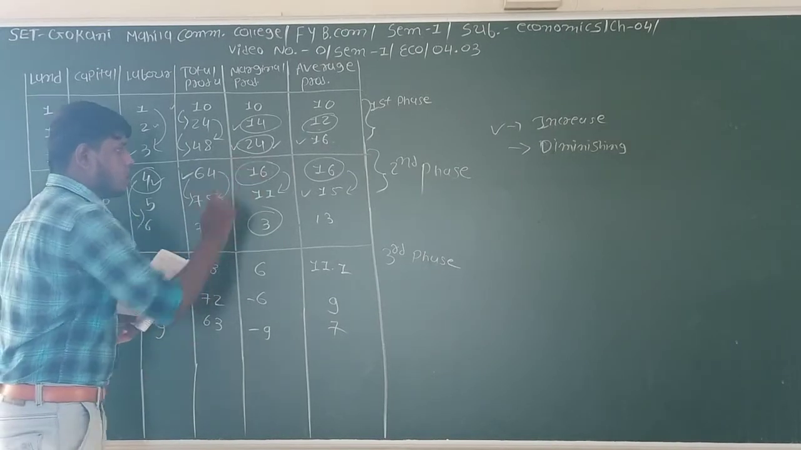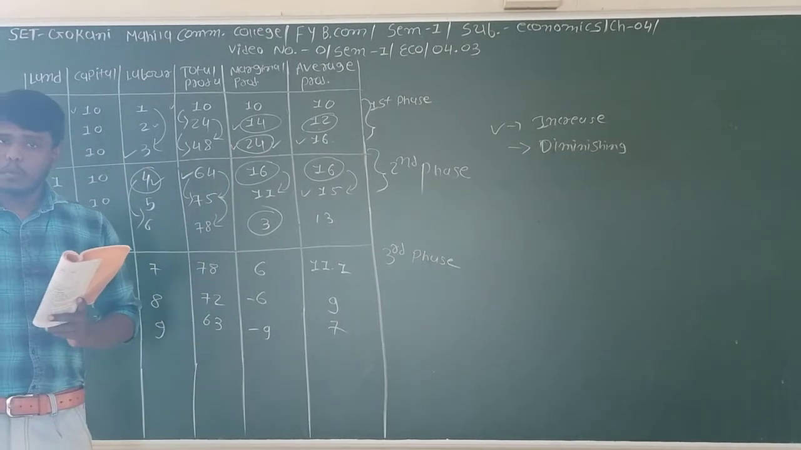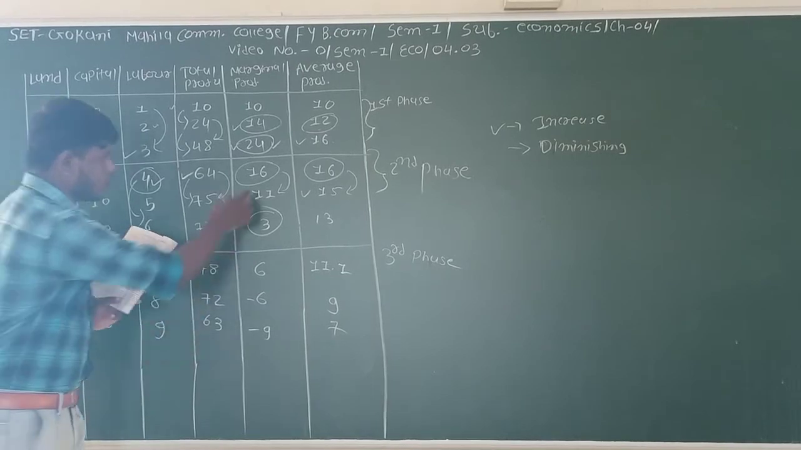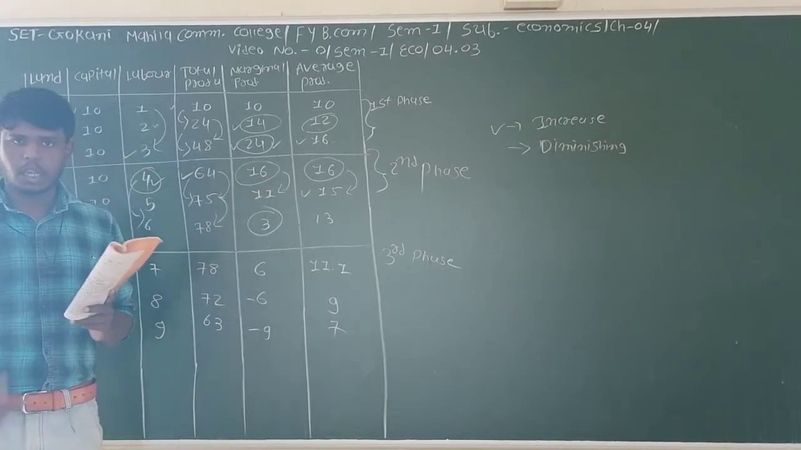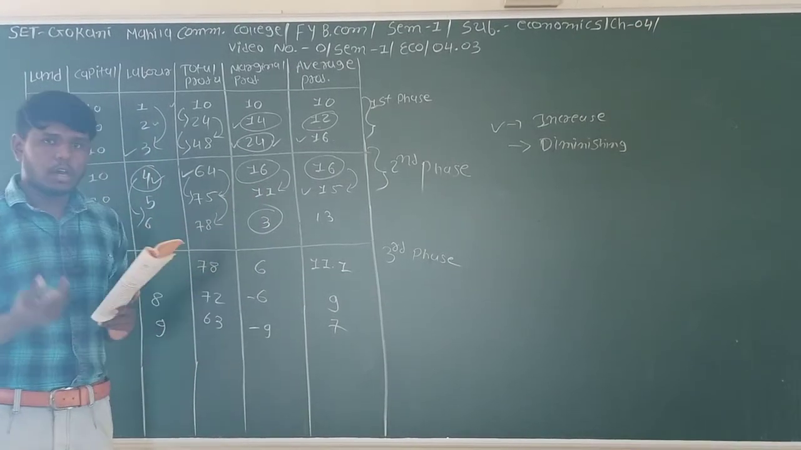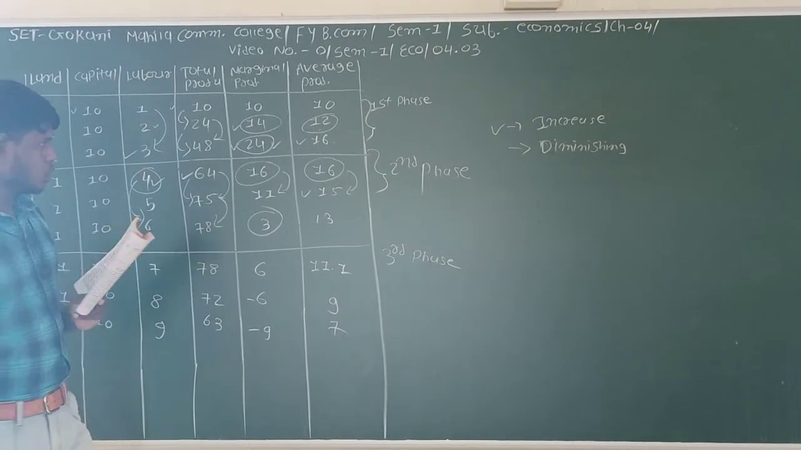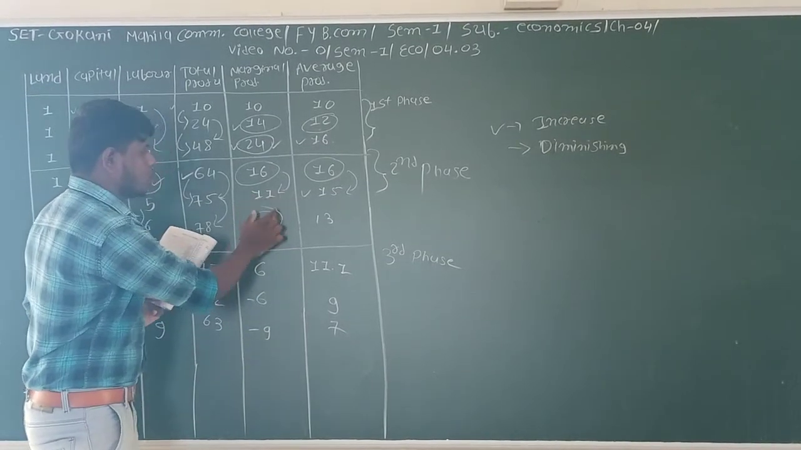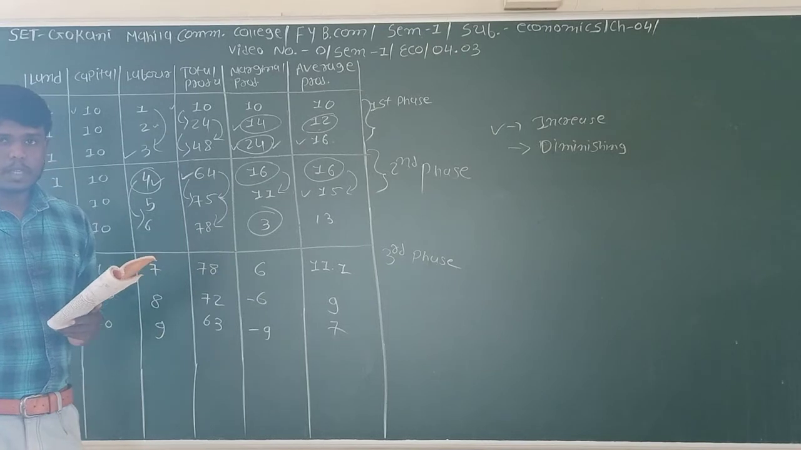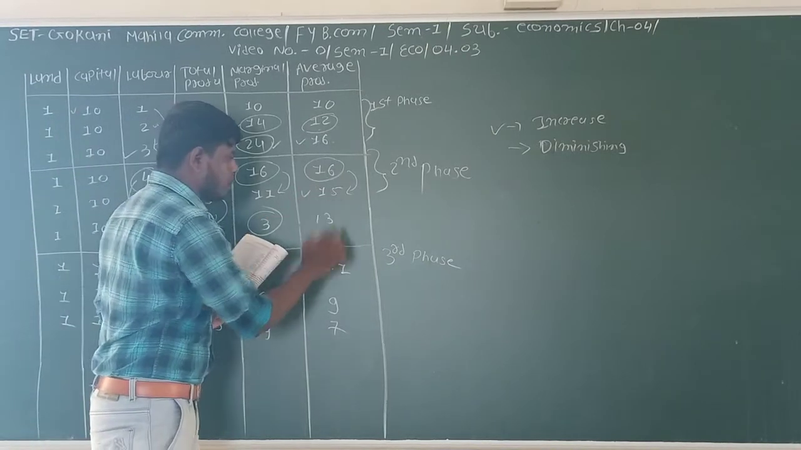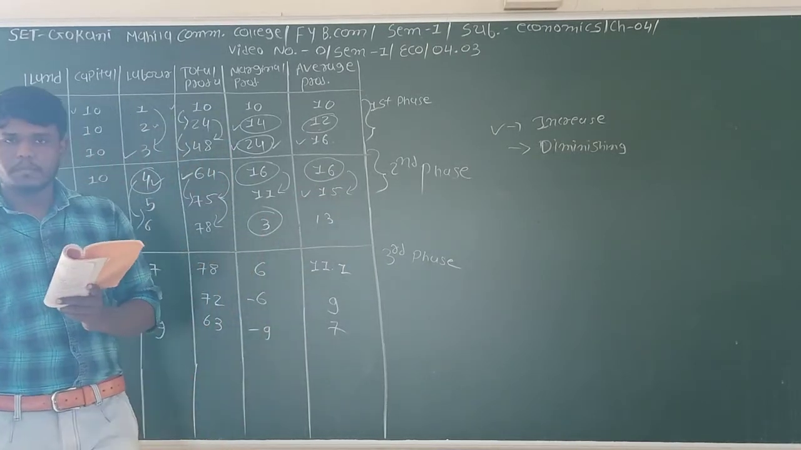Here your marginal production decreases from 16 to 11, and after adding one more unit in your production system, it will decrease from 11 to 3, and the same for average, 16 to 15 and 15 to 13.